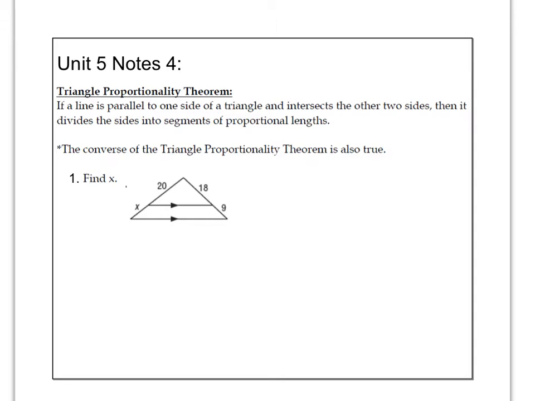Today we're going to do Unit 5, Lesson 4, and we're going to start with the triangle proportionality theorem. If a line is parallel to one side of a triangle and intersects the other two sides, then it divides the sides into segments of proportional length. Let's jump down to example 1 and I'll show you what I mean.